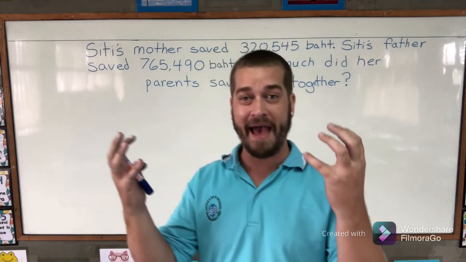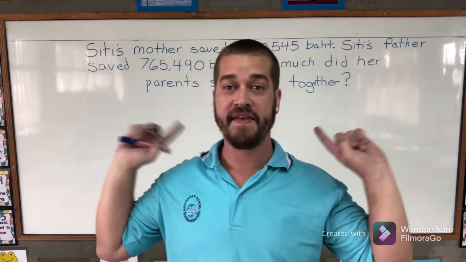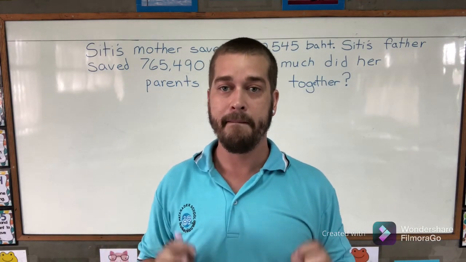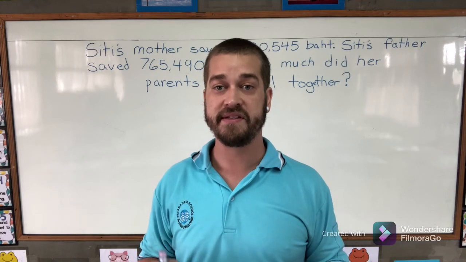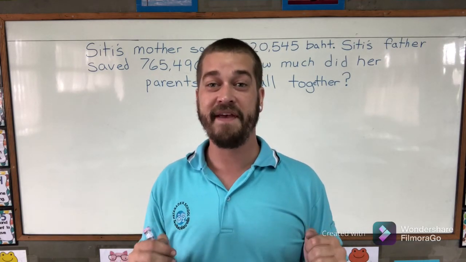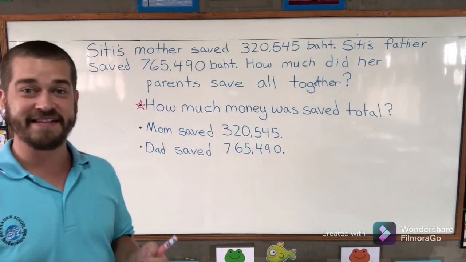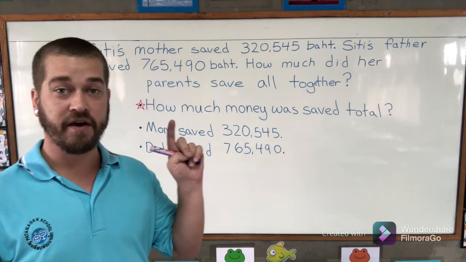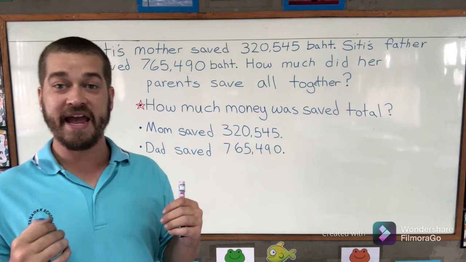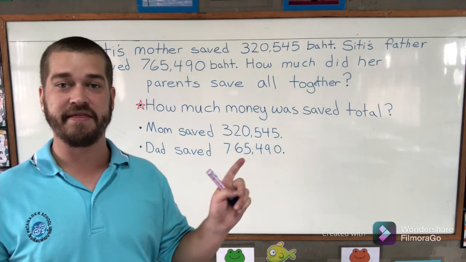So I'm gonna pull that out along with every little piece of information that the sentence gives us. It might take a long time, but in order to do these, you have to go slow and think about them a little harder than if they were just to give you a math problem. So what I've done is I've pulled out the question, how much money was saved total? And mom saved this much, dad saved this much.